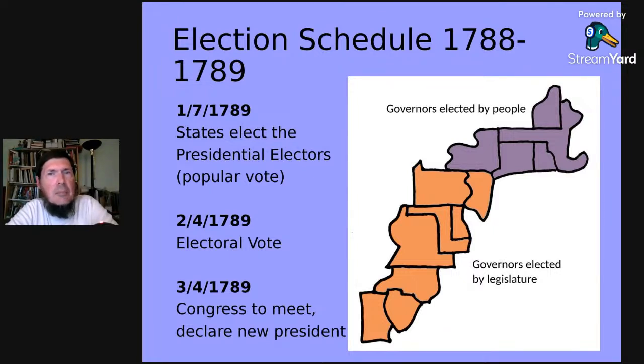Newspapers really weren't a big thing back then. Some newspapers existed, but there weren't very many newspapers in the United States at that point. So the fact that multiple states allowed the people to choose the presidential electors is kind of remarkable, given that several of these states were not allowing voters to elect their own governor.